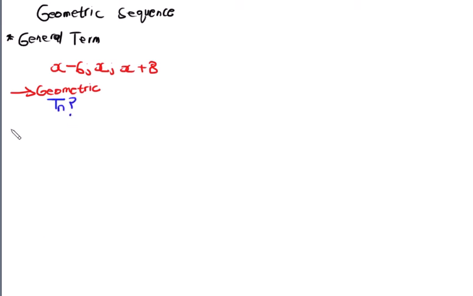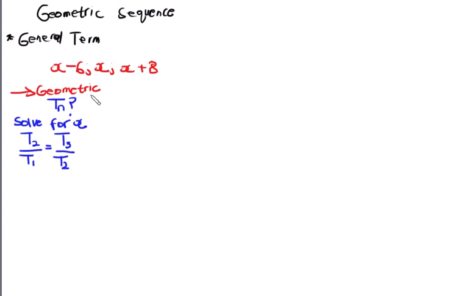So the first thing you want to do is solve for x so that you can know what this sequence is. Like we've discussed in our previous videos on arithmetic sequences, we know that for a geometric sequence, T2 divided by T1 must be equal to T3 divided by T2, and so on. So we want to create an equation that we can solve.